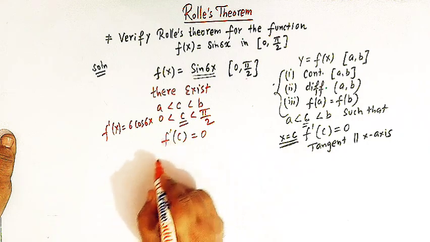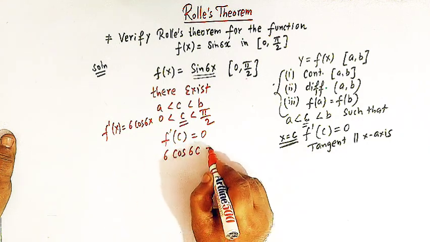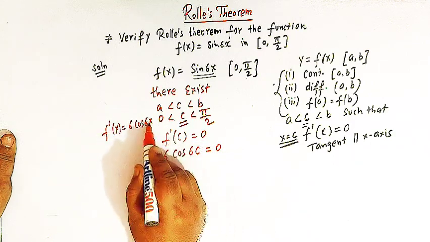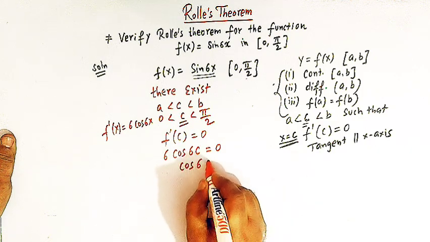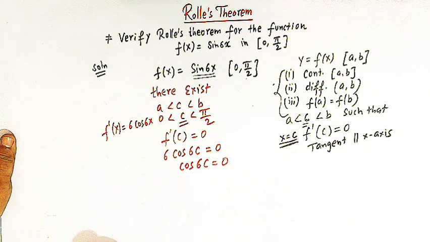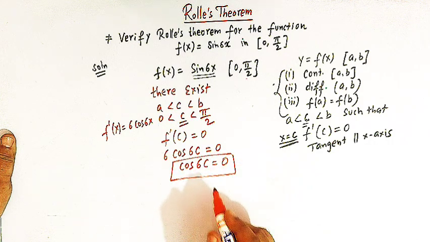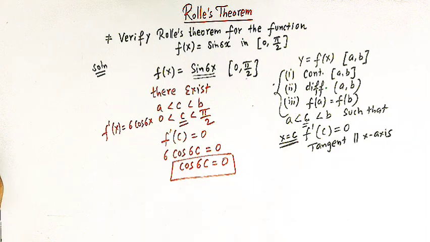So here we have 6 times cos of 6c, that is equal to 0. So taking x equal to c over here, right? So now we have cos of 6c is equal to 0, and here we have a trigonometric equation, and we have to solve this trigonometric equation to get the value of c.